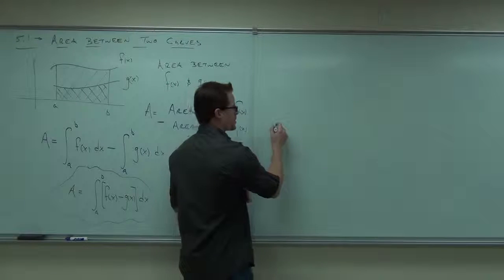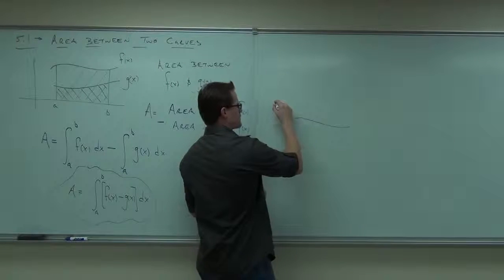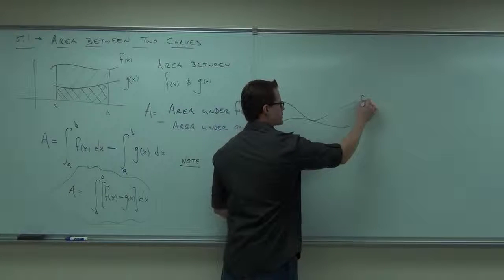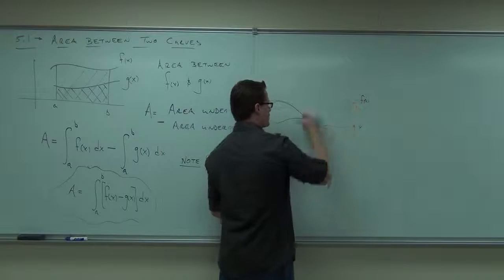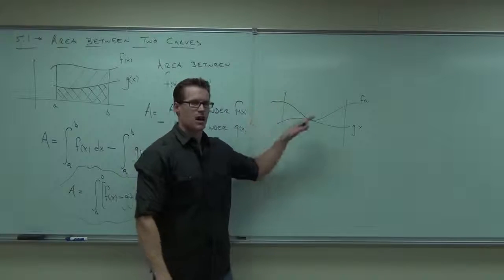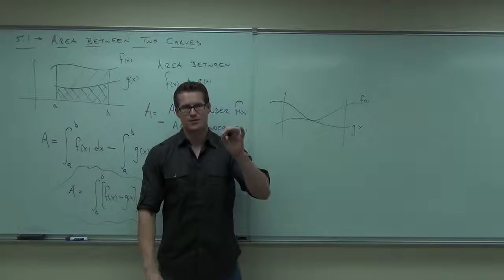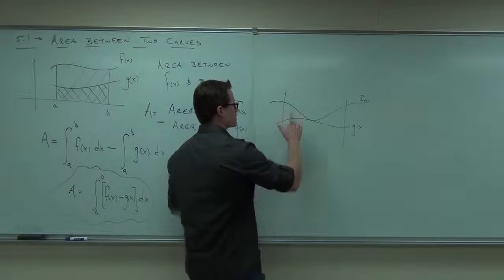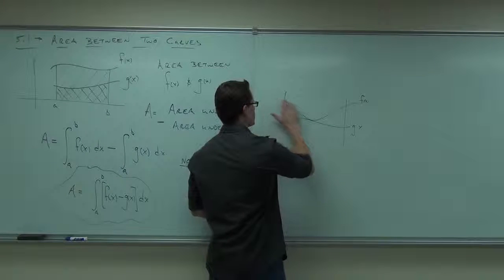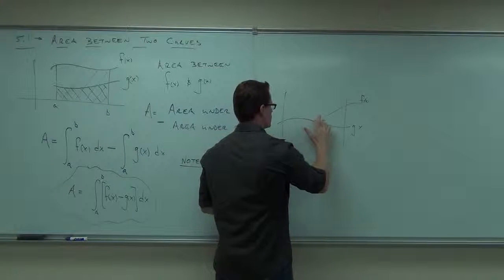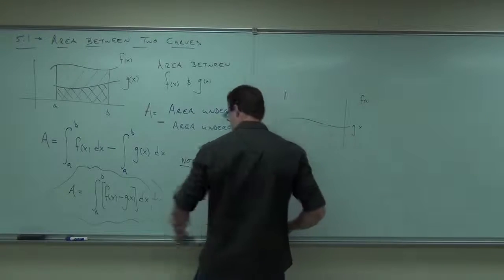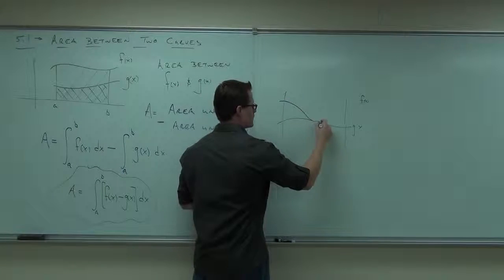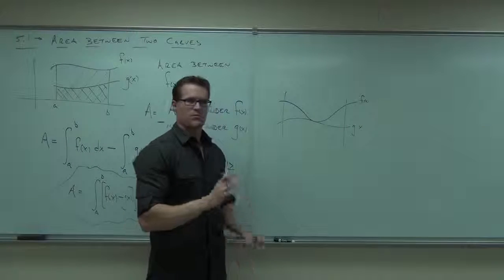So this is possible. Here's g of x, here's f of x. That could happen. If this is f of x and that's g of x, that would be fine between here and here. f of x is still on top of or equal to, it wouldn't make a difference. Do you follow me on that? The problem, maybe I'll use different colors so you can see it a little better. That would be okay. Perfect.